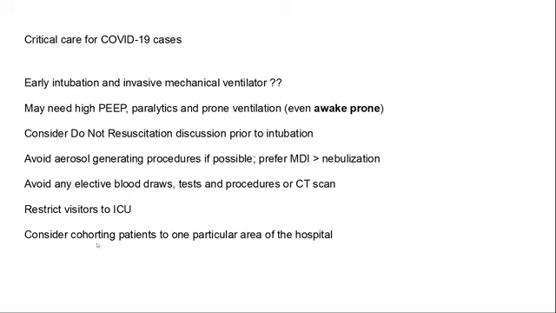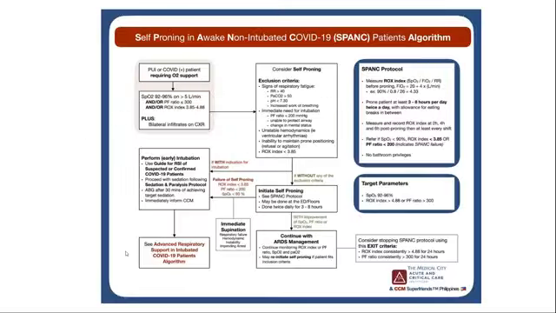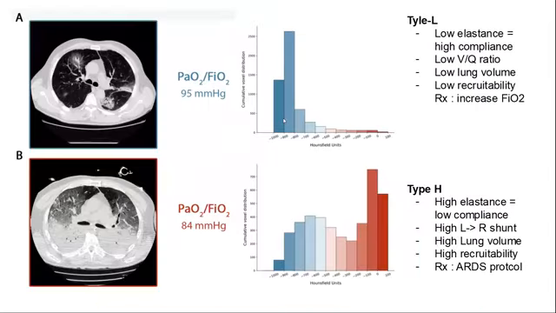And the last thing is that you want to cohort all the patients in one particular area of the hospital. If somebody is interested in self-proning of awake non-intubated COVID patients, then you can pretty much follow this algorithm. I found it really useful. You can try this. You can take a screenshot, I think. So you can try that, right? Okay, now let's move on to the next slide.